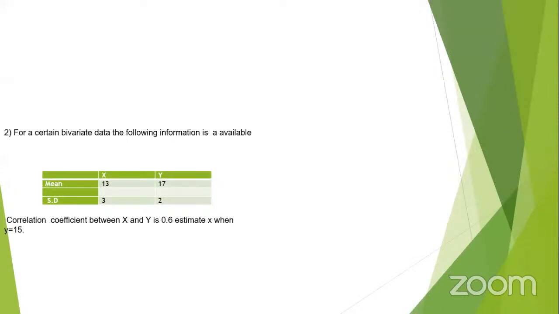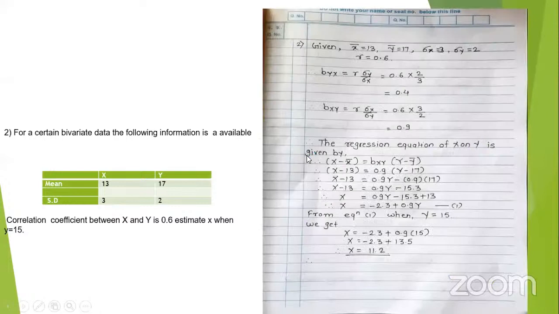Question number 2: for a certain bivariate data, the following information is available. The data is given here, and we have to find the correlation coefficient between x and y, and estimate x when y is 16. The correlation coefficient is also given, that is 0.6. Whatever is given in the question, we have to write it first. The mean we will denote by x bar.